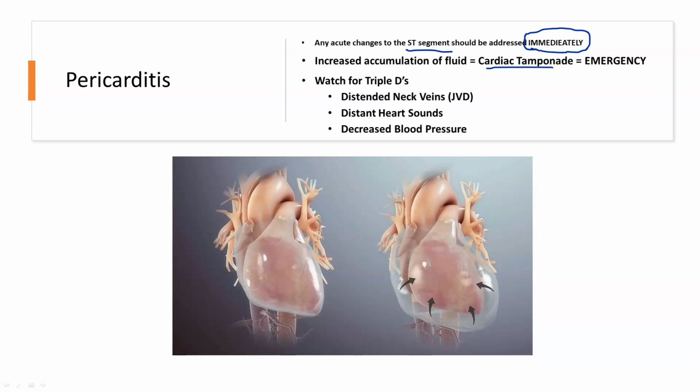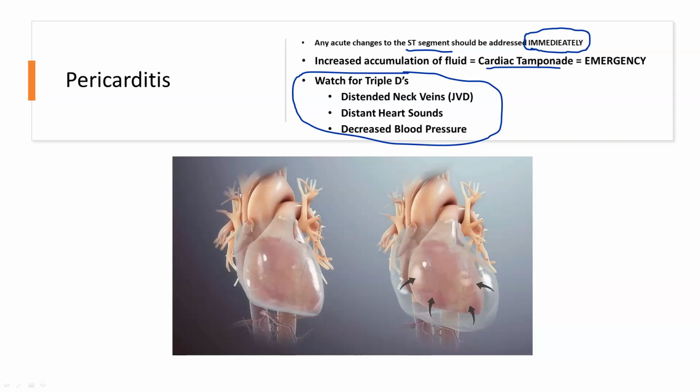With cardiac tamponade, what we want to watch for are the 3 Ds. So distended neck veins, JVD; distant, decreased, diminished, muffled heart sounds; and decreased blood pressure, especially when we start to see changes in the heart rate, where the heart rate is going up and the blood pressure is going down. You can obviously see that they are headed towards shock.